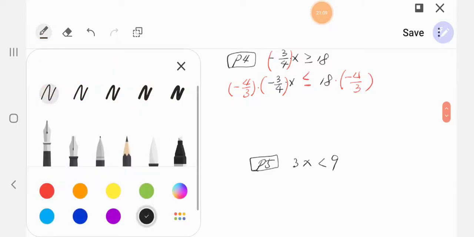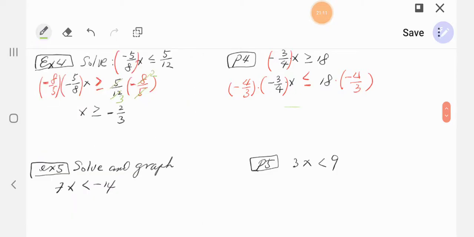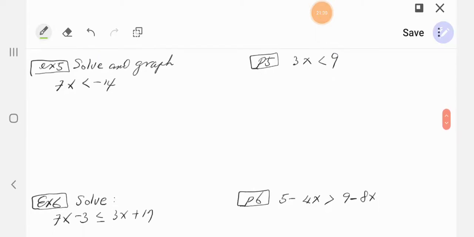Really important, very important. So x is less than or equal to, reduce, 18 over 3 is 6, so negative 24. This is the solution for this one. Okay, let's try more. Solve and graph.